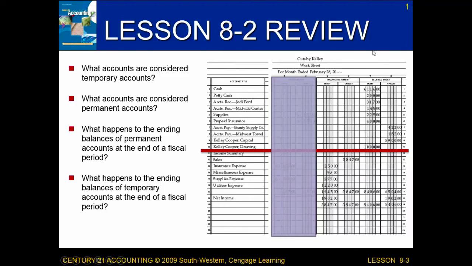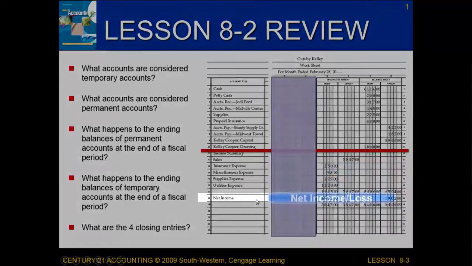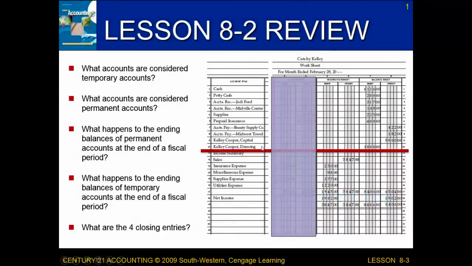Okay. Our final thing to remember about closing entries is which ones do we close out? Which ones do we make zero? Again, those are our temporary accounts. So our revenue of sales, our expenses, our net income or net loss, and then we just jump right back up there to drawing. So those are our four that we close out.